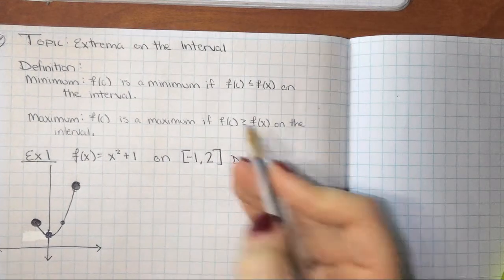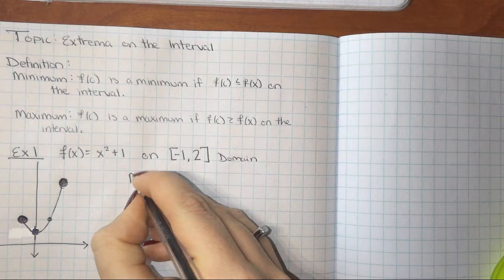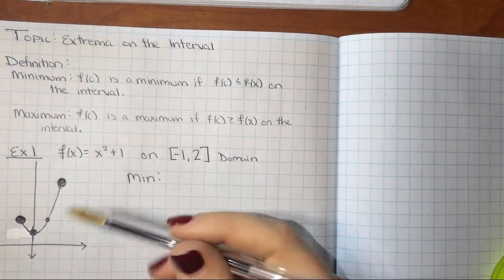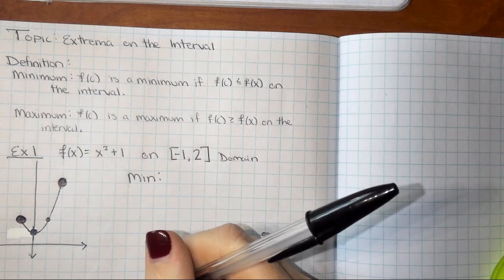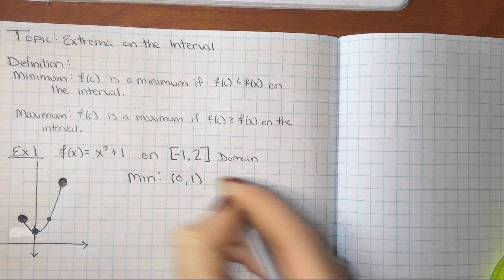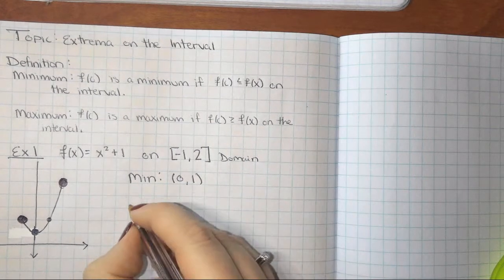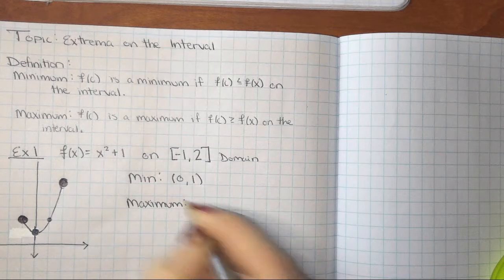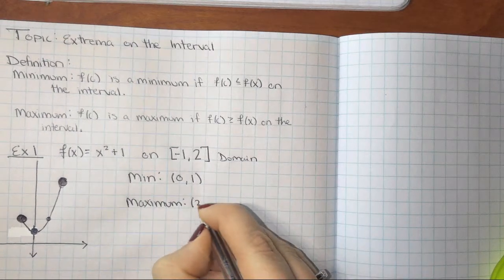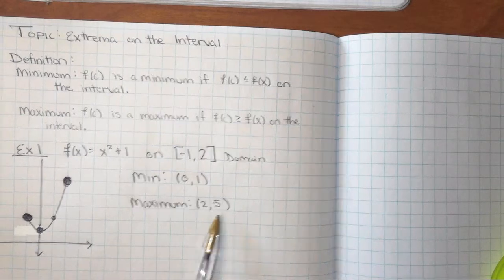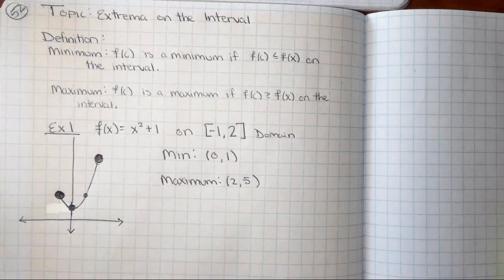So guys, if I was to ask what is the absolute minimum here, what is the lowest point on this graph, what would you tell me? 0, 1. It says 0, 1. Okay. However, where is the maximum for this? 5. So it's at 2, 5. Notice in this case it happens to be at one of my endpoints, right?